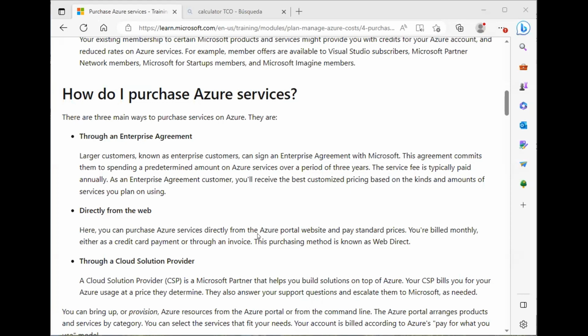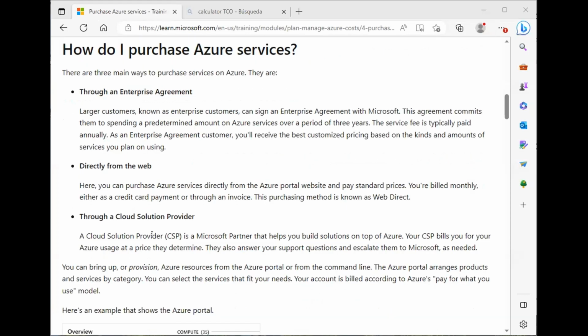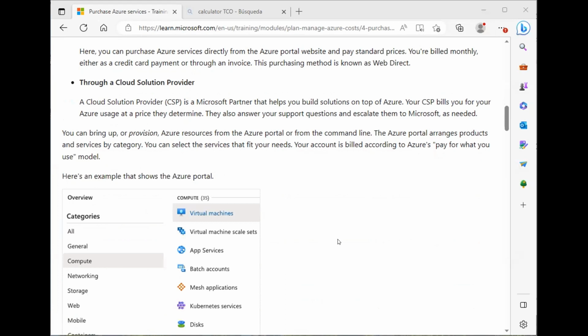The other is through a cloud solution provider. A cloud solution provider, CSP, is a Microsoft partner that helps you build solutions on top of Azure. Your CSP bills you for your Azure usage at a price they determine. They also answer your support questions and escalate them to Microsoft as needed.